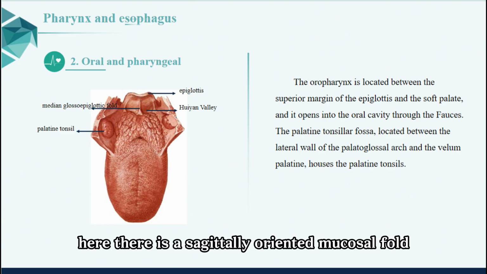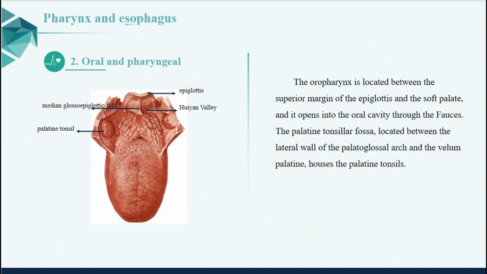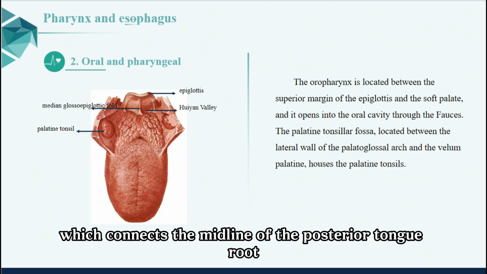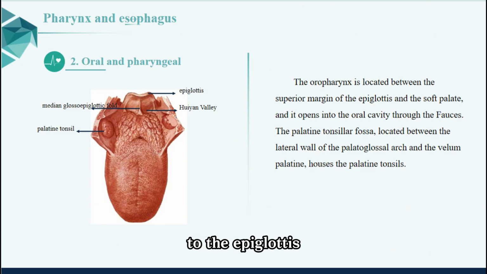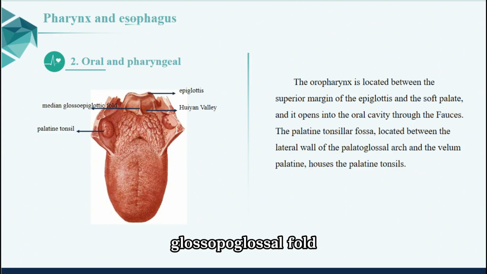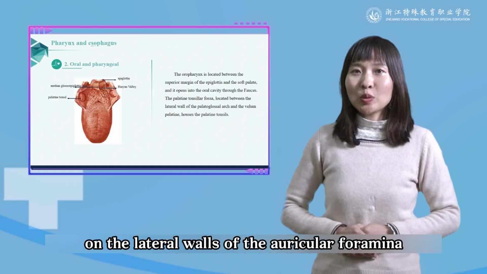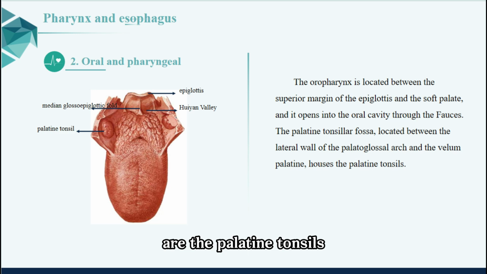Here, there is a sagittally oriented mucosal fold, called the median glossoepiglottic fold, which connects the midline of the posterior tongue root to the epiglottis. The deep depressions on either side of the median glossoepiglottic fold are called the epiglottic valleculae, which are common sites for foreign body lodgement. On the lateral walls of the oropharynx are the palatine tonsils.